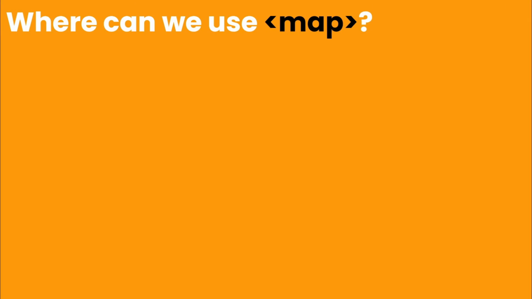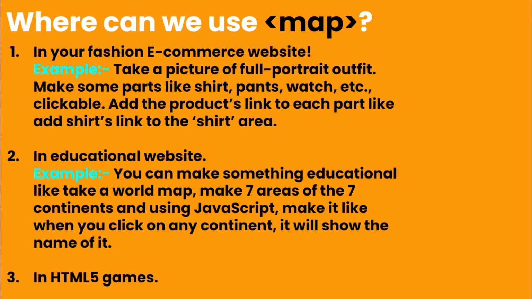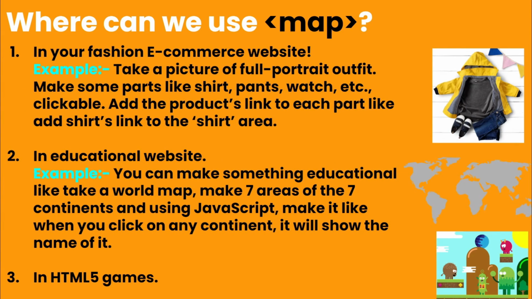Okay, so now let's see where you can use the map tag. In your fashion e-commerce website, take a picture of a full portrait outfit, make some parts like shirt, pant, watch, etc. clickable, add the product link to each part, like add the shirt's link to the shirt area. So we can use it in a fashion e-commerce website, like just take an image and make the map out of it, like make a map of the area of the shirt.